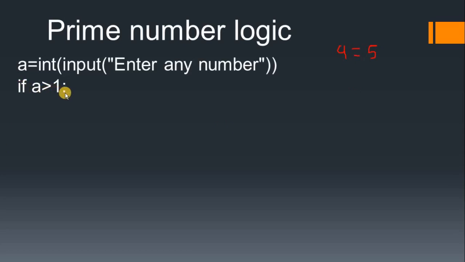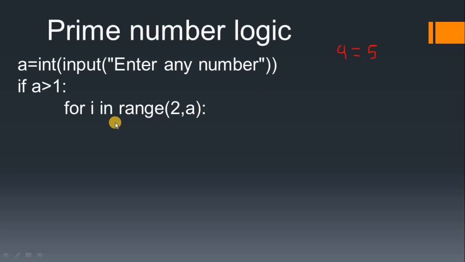So the value of a is 5, and in the code you have to put the condition: if that value is greater than 1, because we know the prime numbers start with 2. So you write the statement a greater than 1, and if it is true, then you have to use the for loop. In the for loop you can write for i in range 2 to a, meaning the iteration of i starts with 2 and goes up to a minus 1. Since the value of a is 5, its range is 2 to 4.